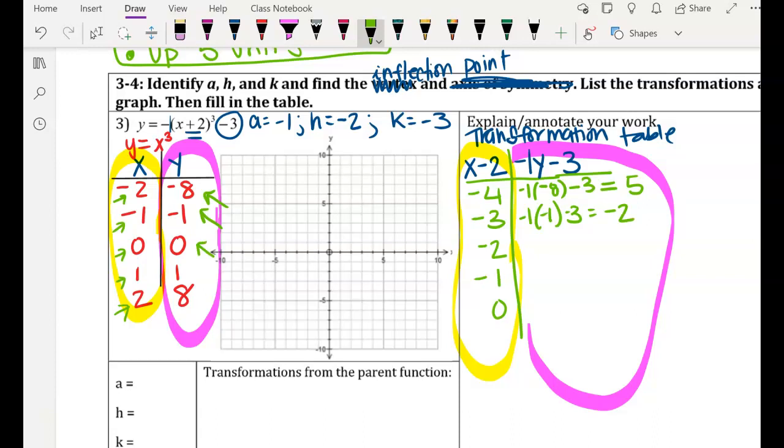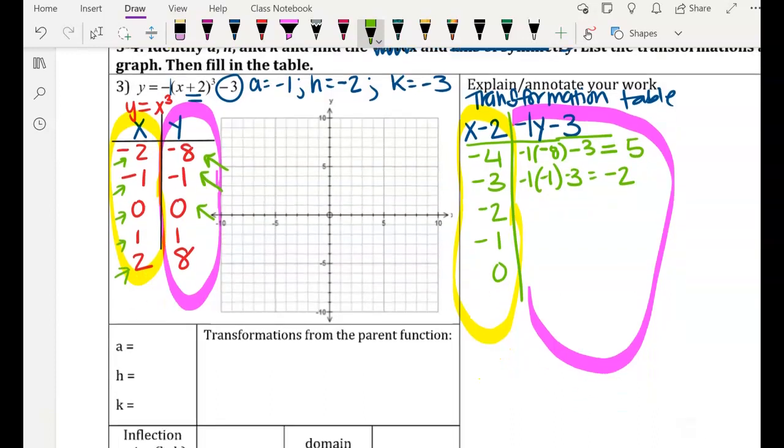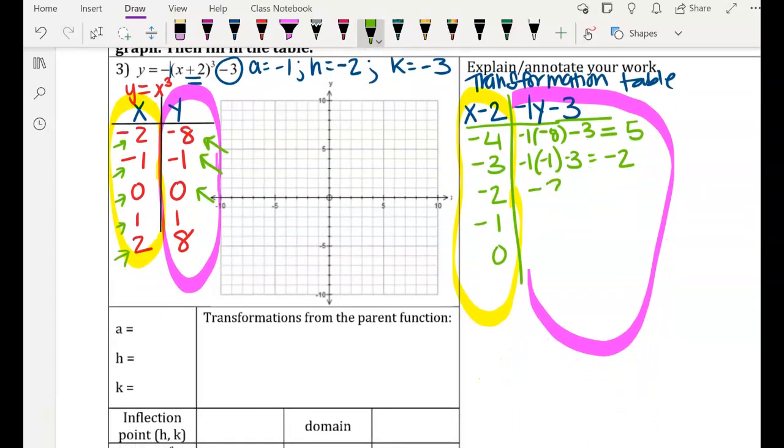Next is this 0 right here. 0 times anything is 0. 0 minus 3, students, is -3. Next value is 1. -1 times 1 minus 3. So that's -1 minus 3, which is now -4.